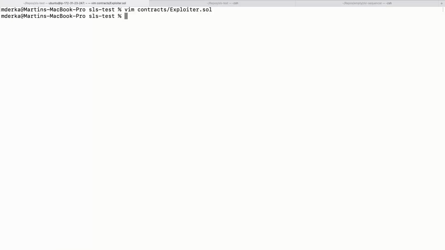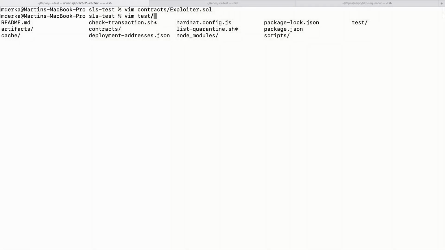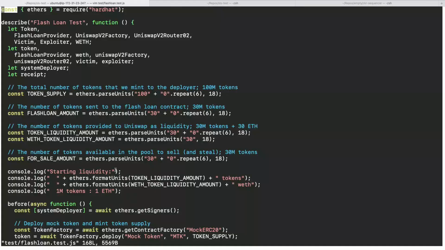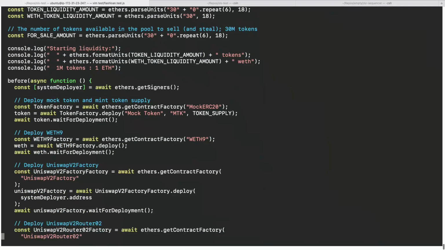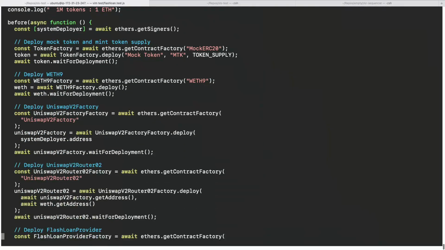Now, I have all of that set up in a test. So this is a standard Hardhat test in Mocha. The setup of the test is that at the beginning, I am defining some constants. Those are those numbers that I've told you. I want everybody to have roughly 30 million tokens. So I define my tokens. I have some log statements for nice output during execution, and then I start deploying.